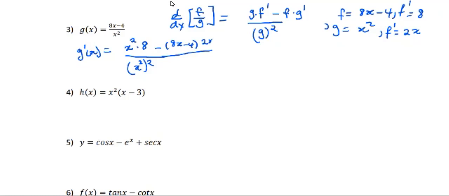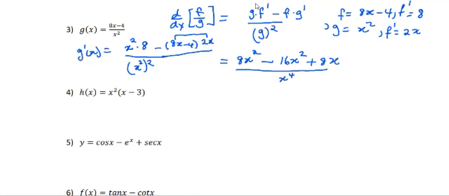So this is 2x. This then becomes 8x squared minus, if we multiply 2x in, 16x squared, and multiplying 2x into the minus 4, that's going to be plus 8x. And then we do all of this divided by x squared raised to the power 2. You just multiply these exponents, so this is x to the power 4. Okay, perfect.